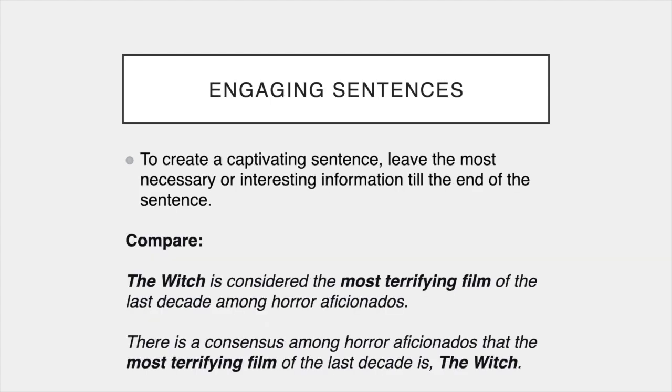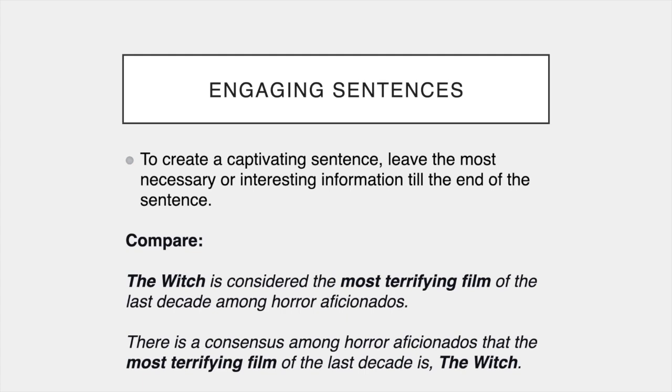How to create engaging sentences. In order to create a captivating sentence, leave the most necessary or interesting information till the end. This is the info that, if left out, would not give the sentence any meaning. This is usually the subject of the sentence, or the description of the subject. This, therefore, keeps the reader hooked and wanting to read till the end. Just to note, don't use this formula all the way through your piece of writing, as you need to show structural diversity. However, it is useful in introductions to create instant intrigue in your writing.